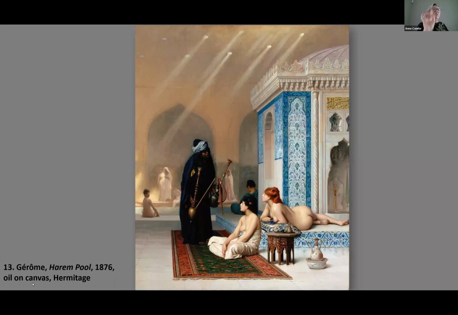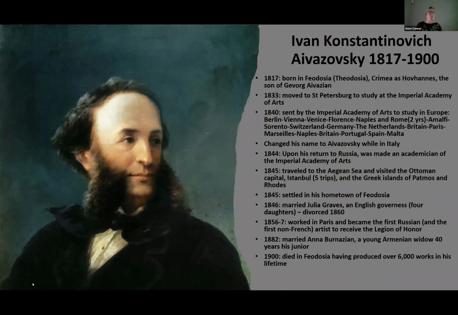Now, a completely different look is going to be the one of Ivan Konstantinovich Aivazovsky. We've already seen some paintings by him. He's an extraordinary landscapist, had a very long career. He died at the age of 83. He's the Ukrainian one. He was born in Feodosia in Crimea in 1817, and then moved to St. Petersburg to study. That was the biggest academy at that time in Russia, the Imperial Academy of Arts.